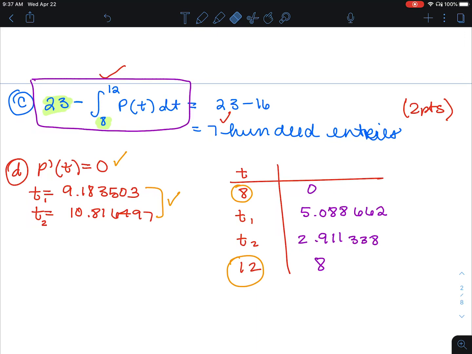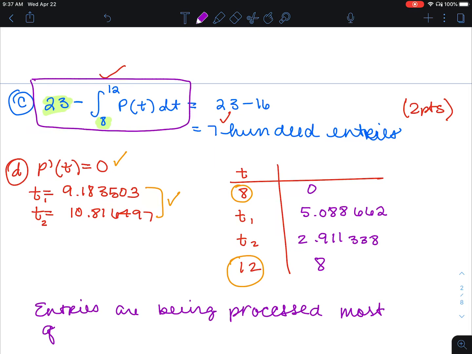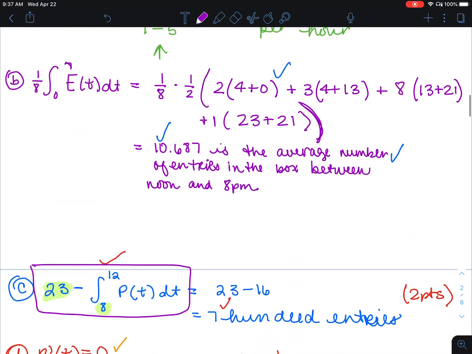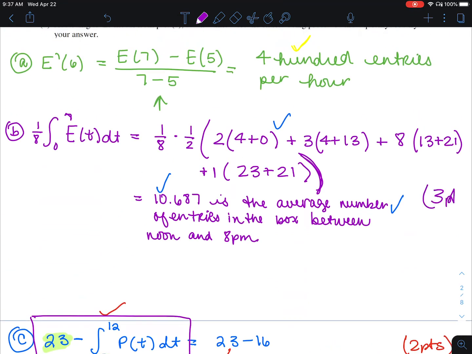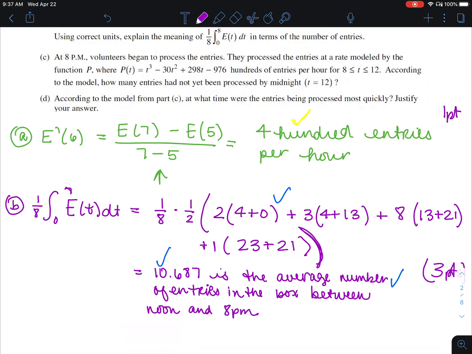Okay, the answer with the justifications, the last part. So you want to say that entries are being processed most quickly. Is that what that says? Yeah, it's a weird word. Quickly at t equals 12. Okay, because the question says at what time. And so there's your third point. So we got 3, 2, 3, 1. I'll make another video for the second problem. I'll see you soon.